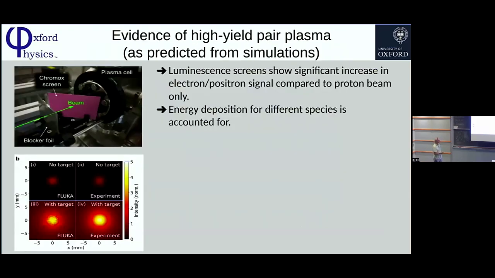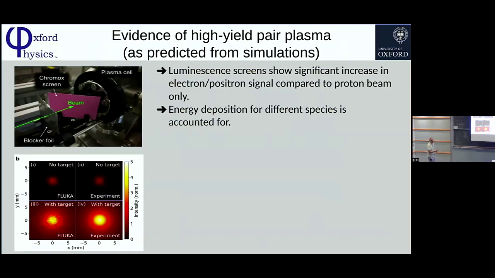As I mentioned before, we want to measure the pair number. So the beam goes through a fluorescent foil, which emits visible radiation when charged particles or any particles cross it. By accounting for the energy deposition for different species, we can evaluate the signal. When there is no target, so there are no electrons and positrons, we have the imprint of the proton beam. When we have the converter foil and we have electrons and positrons, we see a much stronger signal, which is due to electrons and positrons plus all the other minor components.